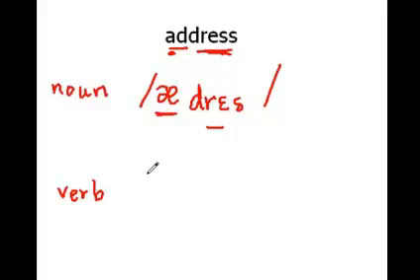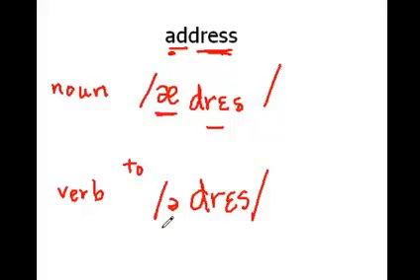So we say an address as a noun, but as a verb, to address. Now the dress part is the strongest syllable. And look what happened to the first syllable. Right here, it got very small. It became that little sound, the little schwa. Address. To address. So I need the address in order to address the envelope.